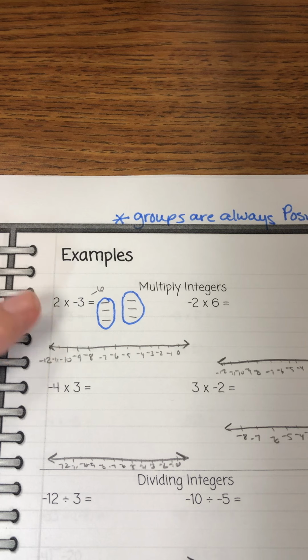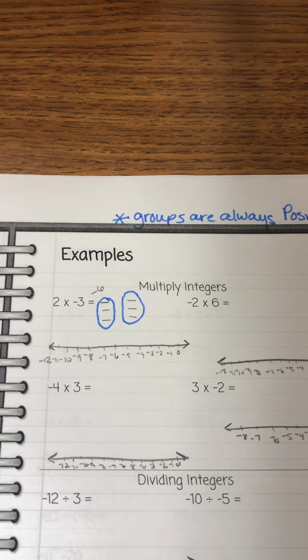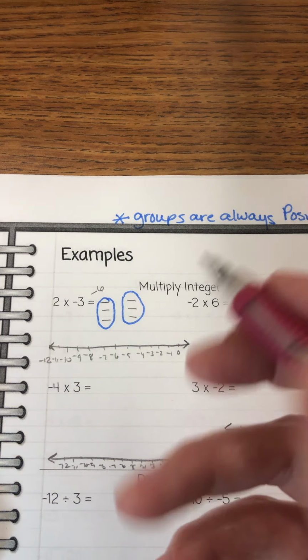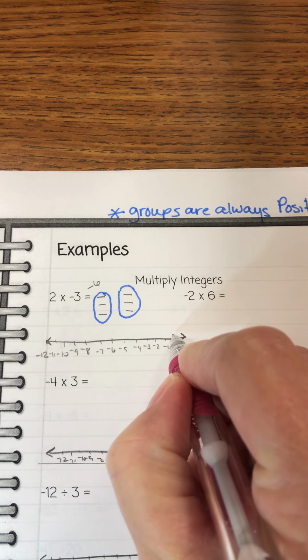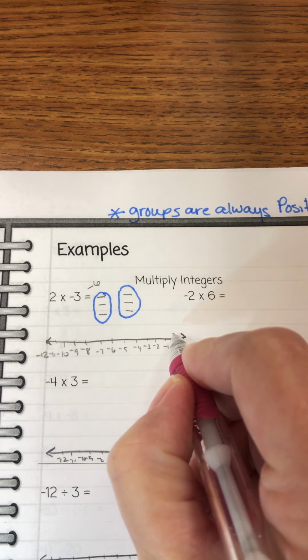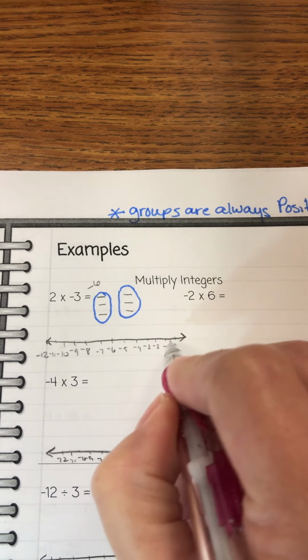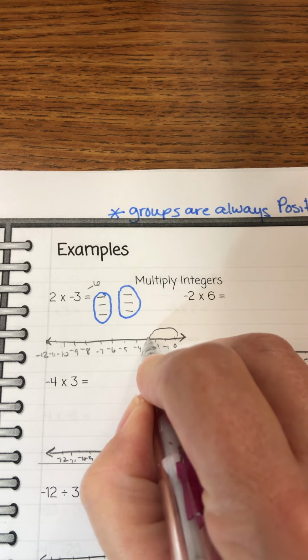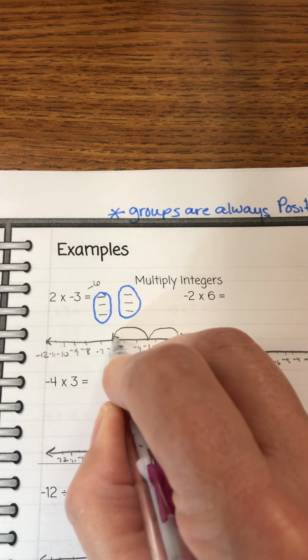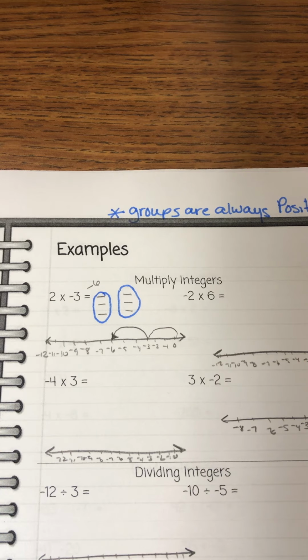Now, on our number line, we're going to start at 0. Now remember, groups are positive. So you're going to start at 0. You have two groups, and what's inside each group? -3. So there's 1, 2, and you can see how it landed on -3.